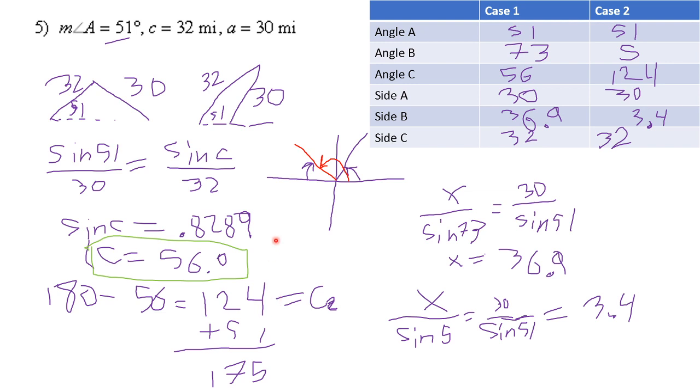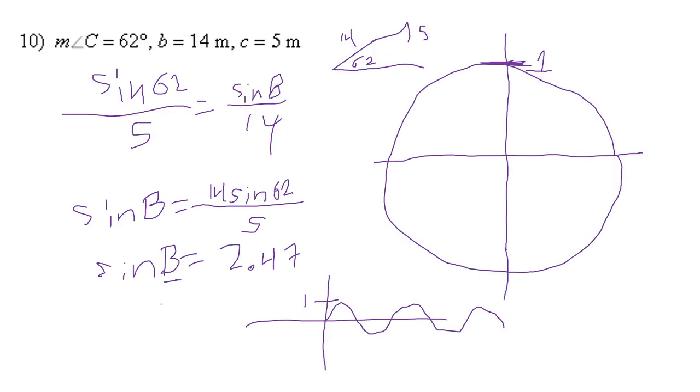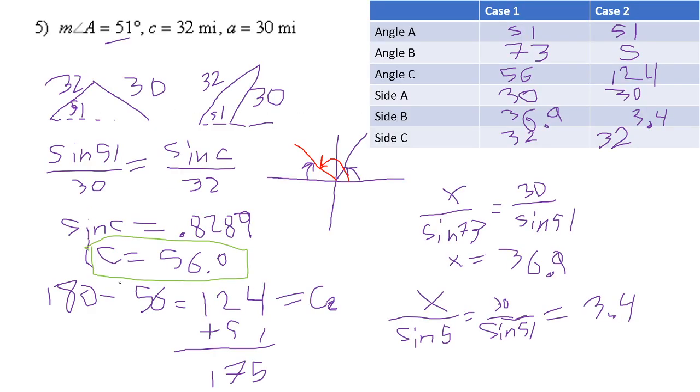When there are 0 triangles, 0 triangles is whenever we get the domain error. And then 1 triangle is whenever neither of those happen, okay? So 1 triangle is you don't get a domain error and there's only one possible angle for C.